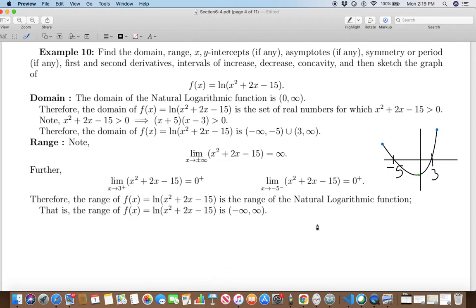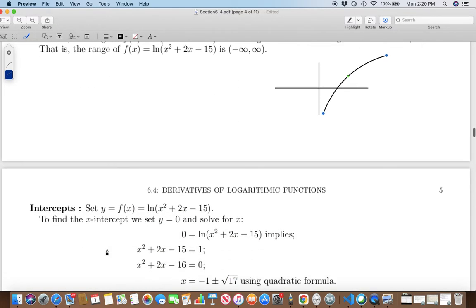Natural log does the following. On the interval 0 to infinity, natural log goes from negative infinity to positive infinity. So the range of my function f(x) itself is the set of all real numbers.